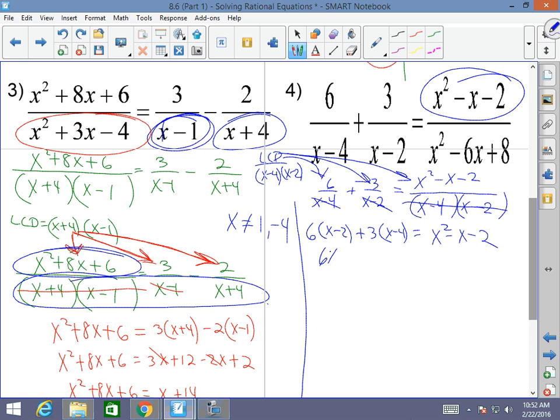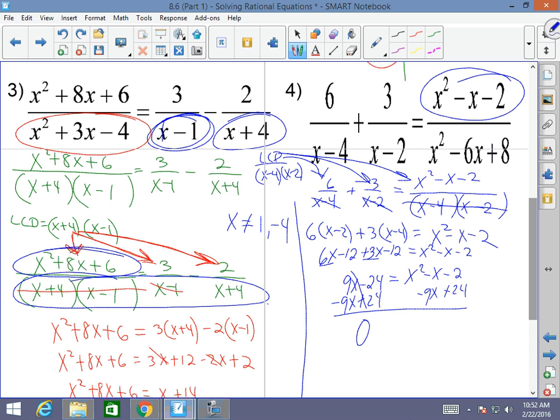So this is 6x minus 12 plus 3x minus 12 equals x squared minus x minus 2. 6x and 3x is 9x minus 24 equals x squared minus x minus 2. Subtract the 9x, add the 24. 0 equals x squared minus 10x plus 22.